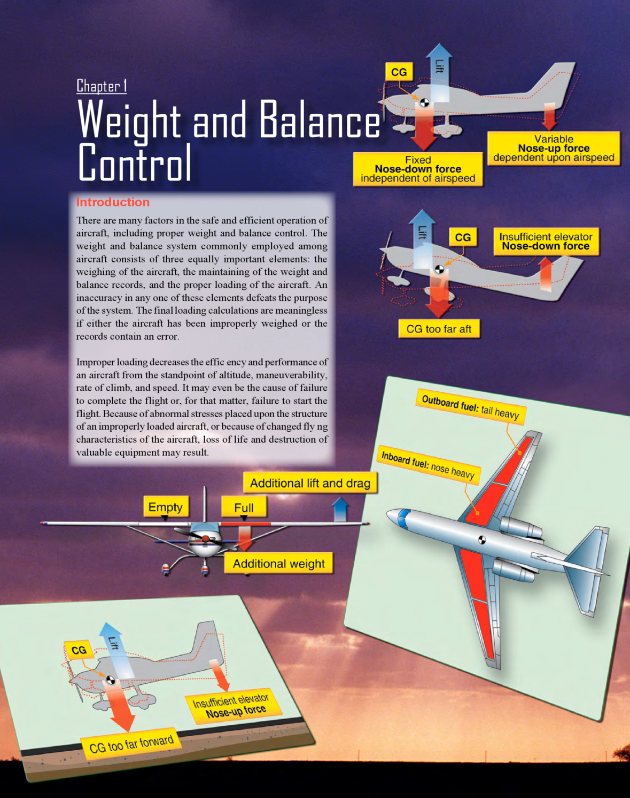An inaccuracy in any one of these elements defeats the purpose of the system. The final loading calculations are meaningless if either the aircraft has been improperly weighed or the records contain an error. Improper loading decreases the efficiency and performance of an aircraft from the standpoint of altitude, maneuverability, rate of climb, and speed. It may even be the cause of failure to complete the flight or, for that matter, failure to start the flight. Because of abnormal stresses placed upon the structure of an improperly loaded aircraft, or because of changed flying characteristics of the aircraft, loss of life and destruction of valuable equipment may result.